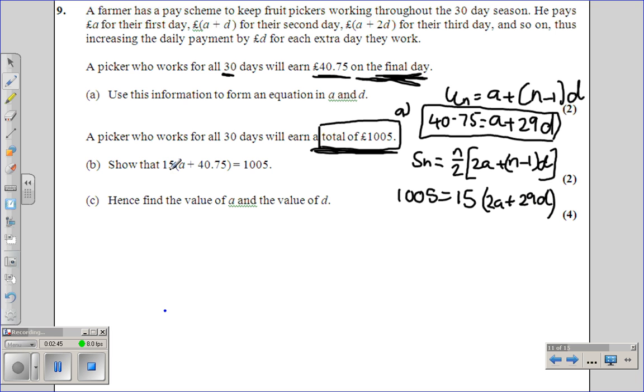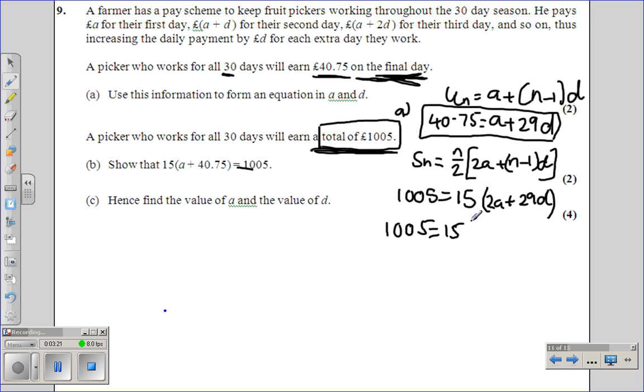Now, if we look back at this, it is very similar. We've got the 1005, we've got the 15, but here they've just got a plus £40.75, we've got 2a plus 29d. They haven't got any d's, so there must be some sort of a rearrangement or some sort of substitution we can make. Now, a plus 29d equals £40.75.